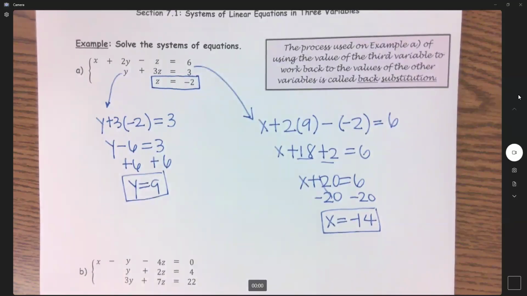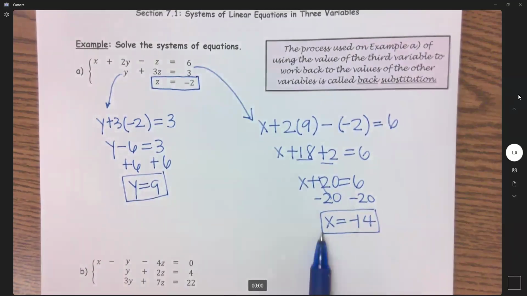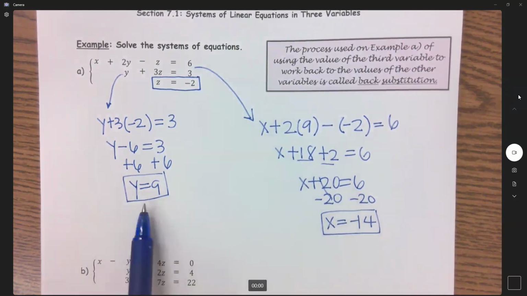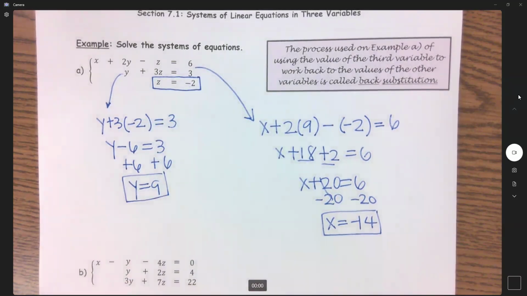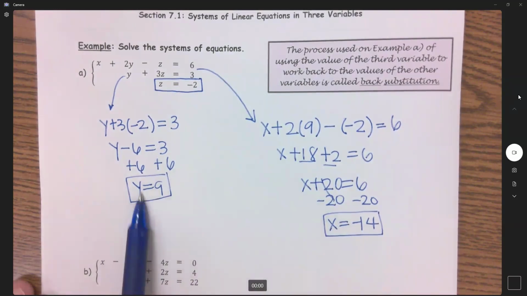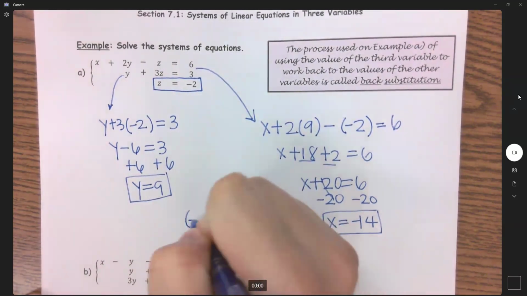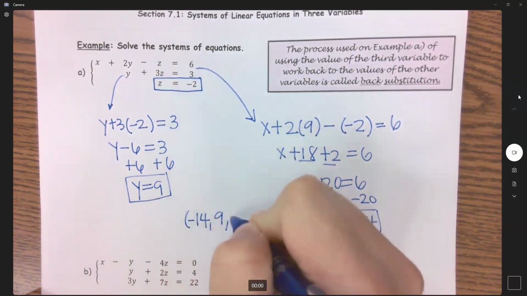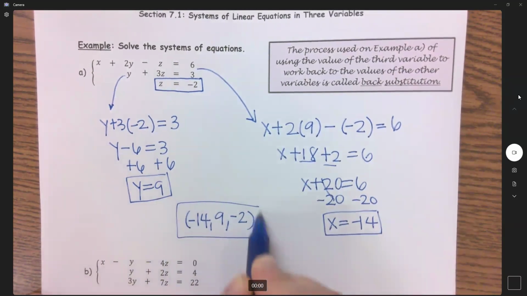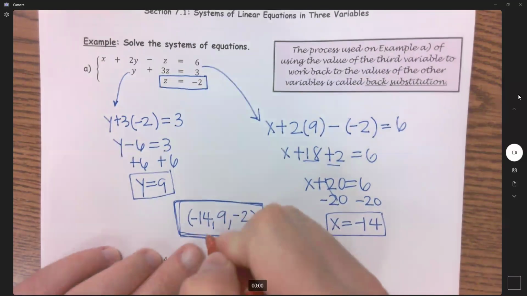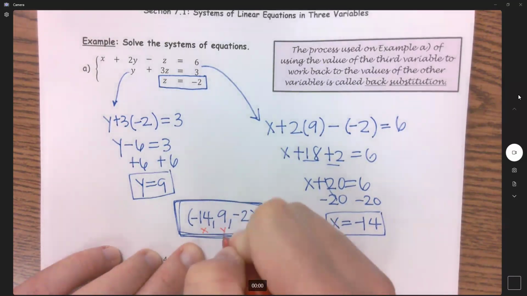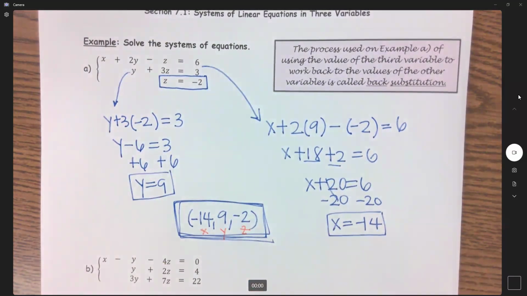-14. So more than likely in my math lab, it's just going to say x equals, you're typing in -14, y equals, you're typing in 9, and z equals, you're typing in -2. But for me, I like these as ordered pairs. And when I have ordered pairs with three variables, it's going to go x, comma y, comma z. So my final answer would be -14, comma 9, comma -2. And so again, this is x, then y, and then z.